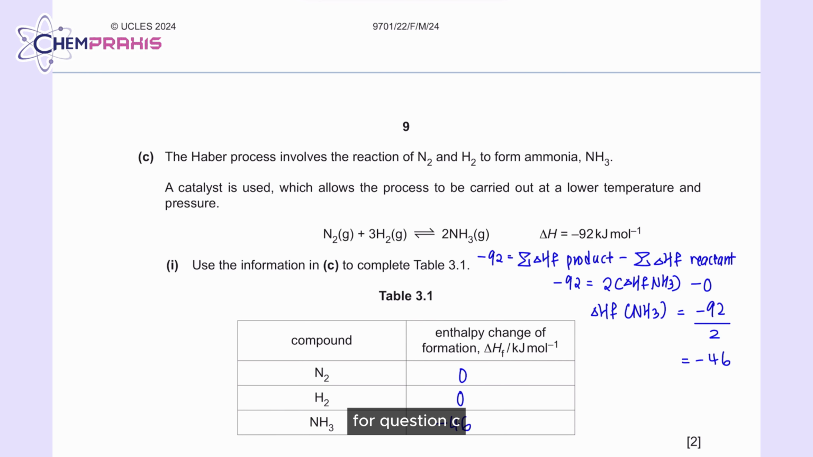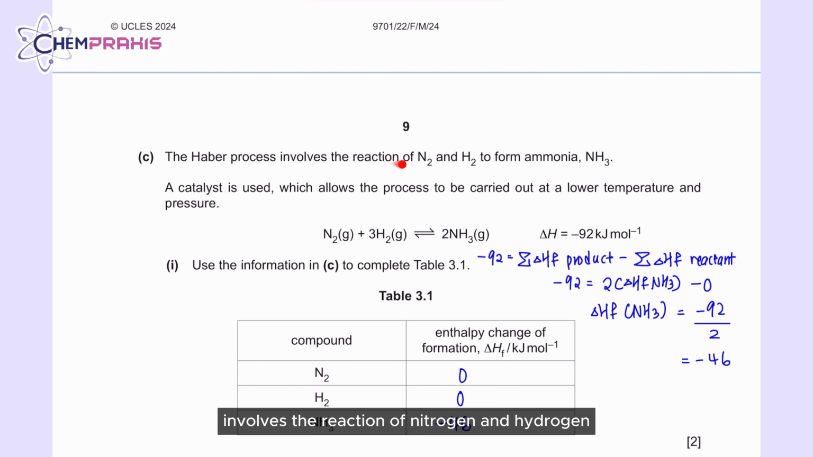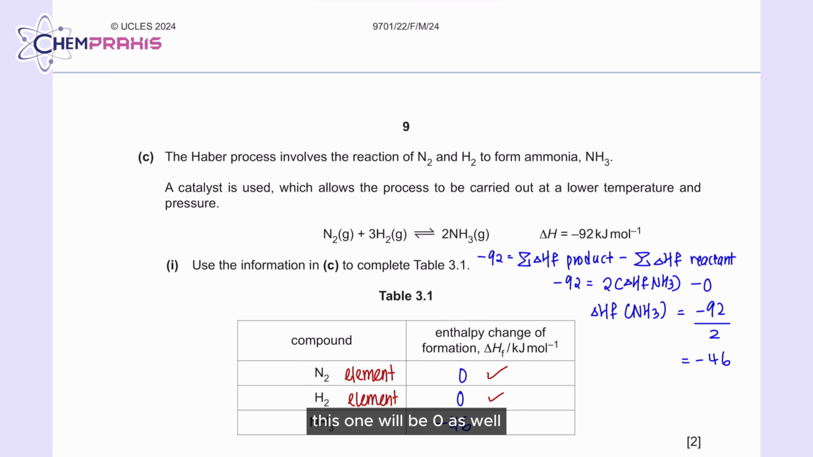For question C, the Haber process involves the reaction of nitrogen and hydrogen to form ammonia. A catalyst is used which allows the process to be carried out at a lower temperature and pressure. Use the information in C to complete table 3.1. So they want to know the enthalpy change of formation for nitrogen, hydrogen, and ammonia. For enthalpy change of formation, if it is an element, then the value will be 0. Same goes for hydrogen. This one will be 0 as well.